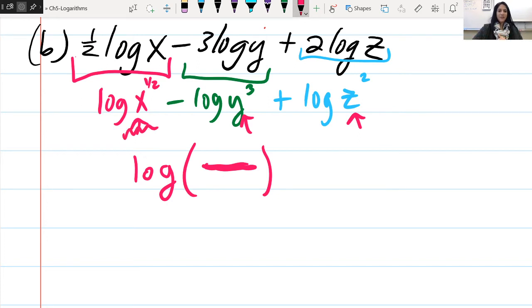This goes at the top. Yeah, x to the 1/2. And what's a better way of us writing that? Root x. And what else goes at the top? Z squared. And there's a plus sign there, so we can multiply these two. Does that make sense to everybody? If not, please do ask me and I can clarify. And then at the bottom, we'd have the y cubed because that was being subtracted.